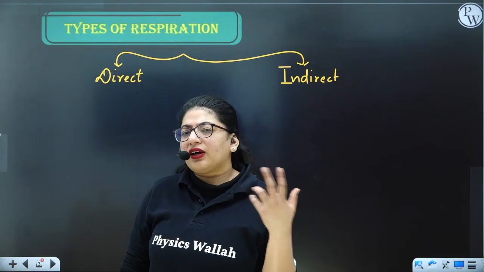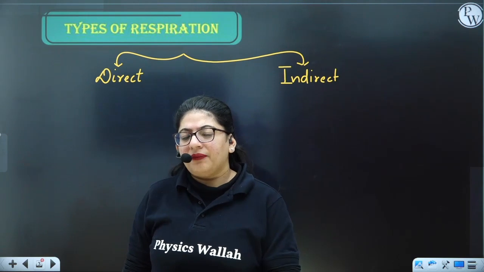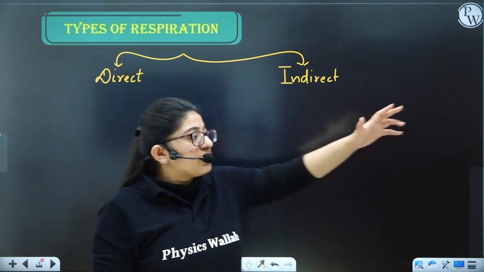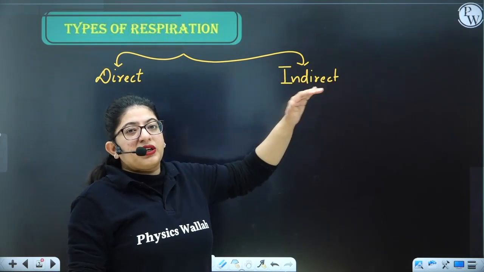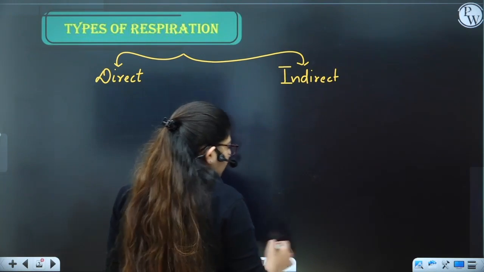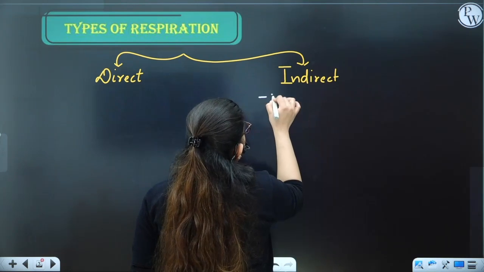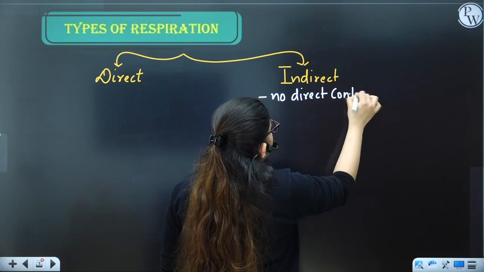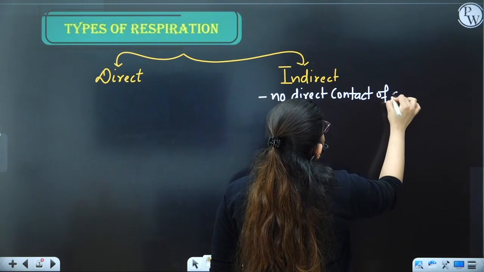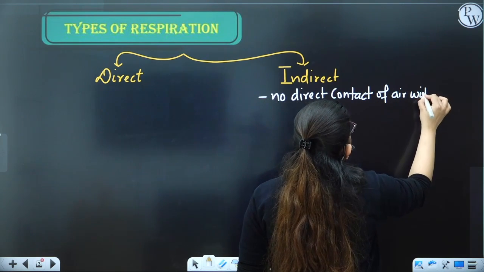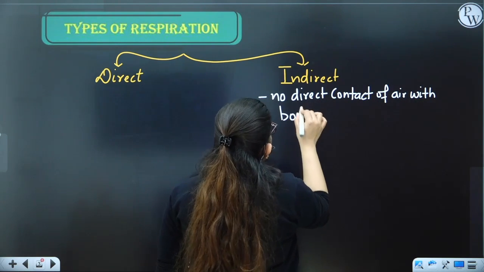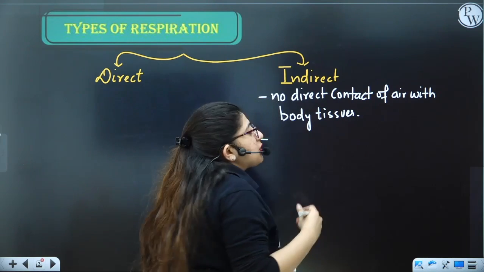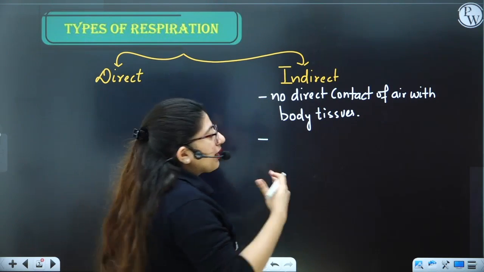So is there any direct contact of my liver cell with the air in the surrounding? No, there is no direct contact. So this type of respiration is indirect. That means there is no direct contact of air with body tissues. So generally this occurs in all those organisms which have respiratory organs, which have a complex system.